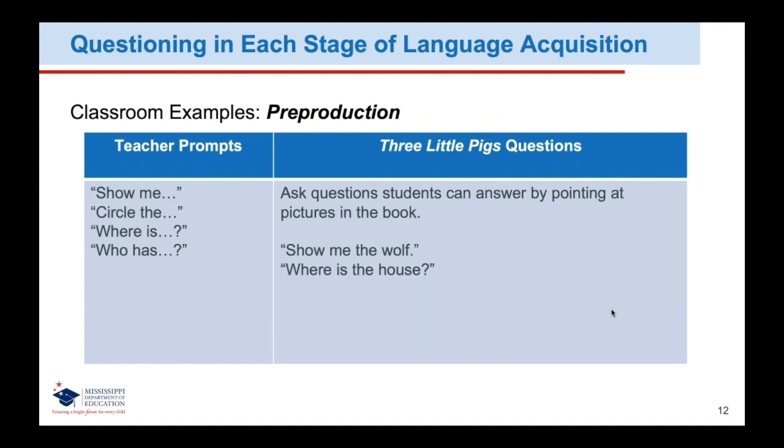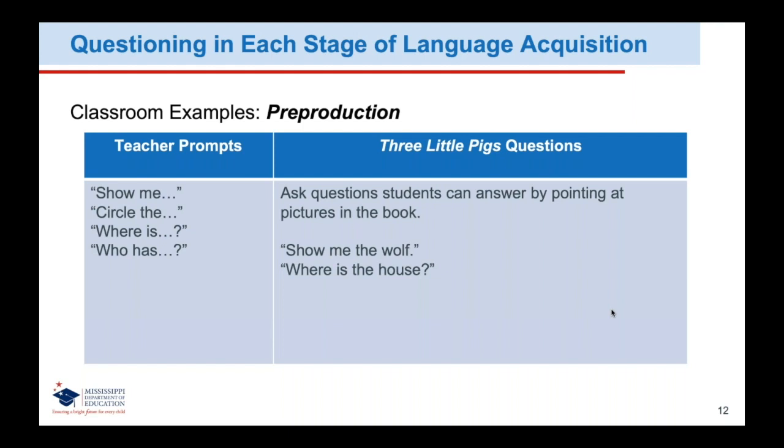Okay, so let's think about those. When we're in the classroom with students, we think, okay, well, it's great for us to know these stages of second language acquisition, and I think I can identify probably what stage my students are in. But then the question is, how do we assess them? How do we question them so that we can find out what information they know?